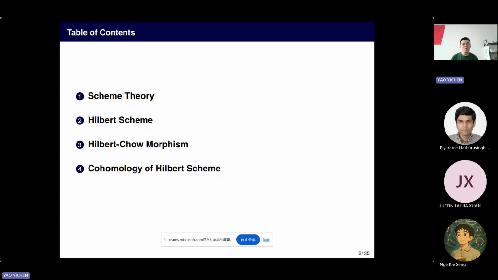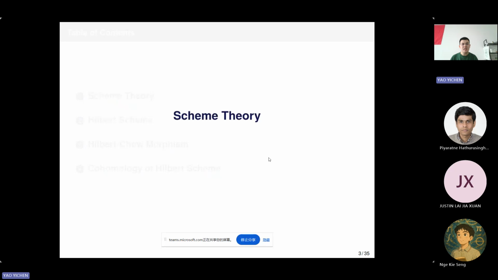And finally, I will go into the cohomology of the Hilbert scheme, but actually this part I haven't touched yet. I will just show some main theory and main theorems and what I will do next semester. First, let's see some basic definitions of scheme theory. This is basically from my study of Hartshorne's Algebraic Geometry.